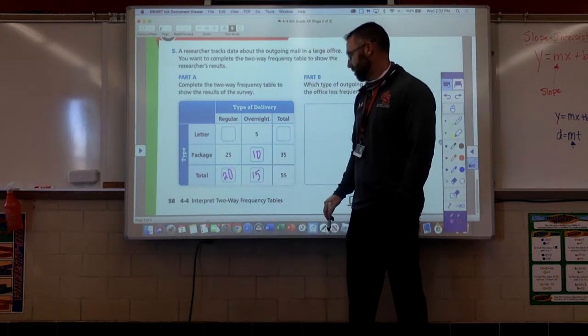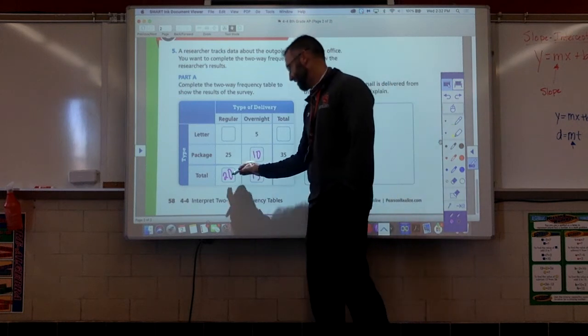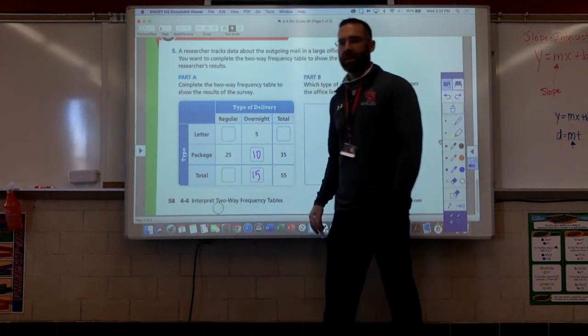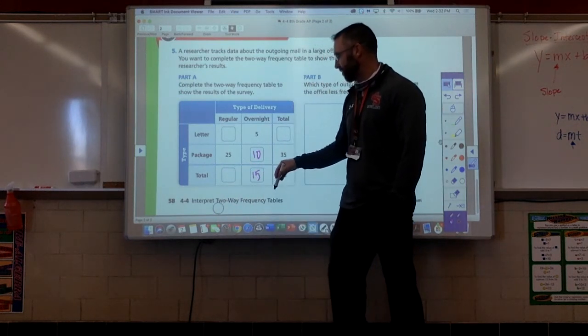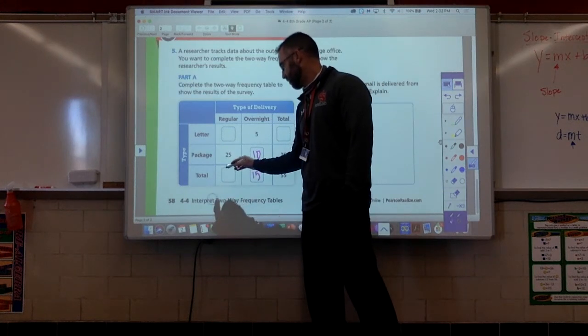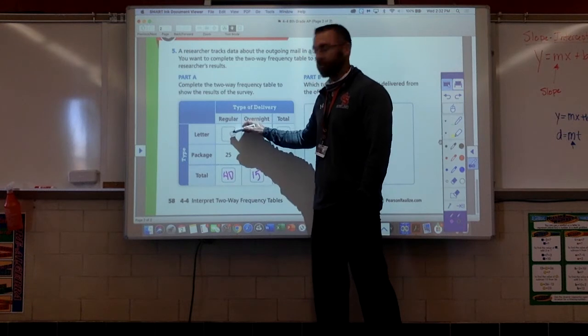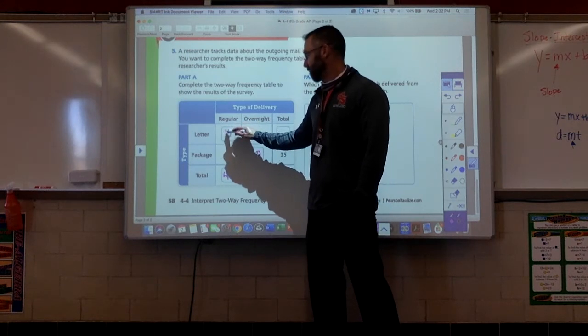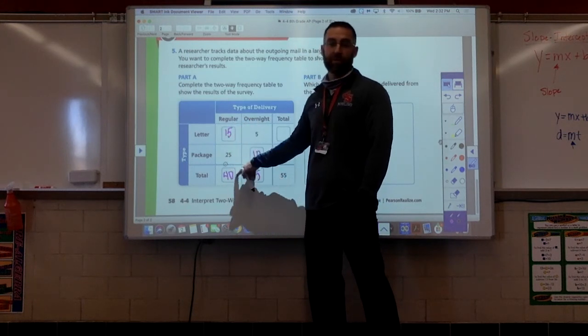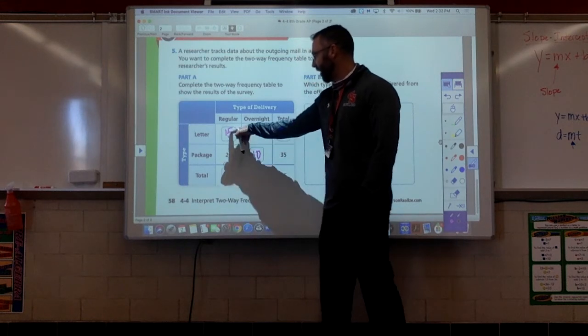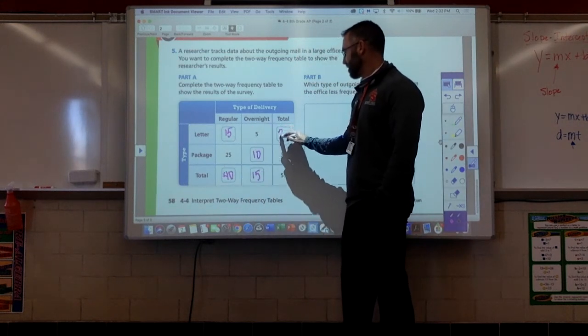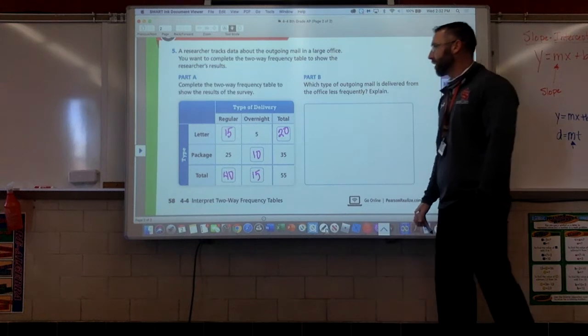No, it's not 20. Okay, do the math, folks. 55 minus 15. 40. Yes, that's a 40. Okay, now we can do the math here. What number plus 25 is 40? Take 40 minus 25. Add this row. This is 20. Yes. Now we're ready to rock and roll.